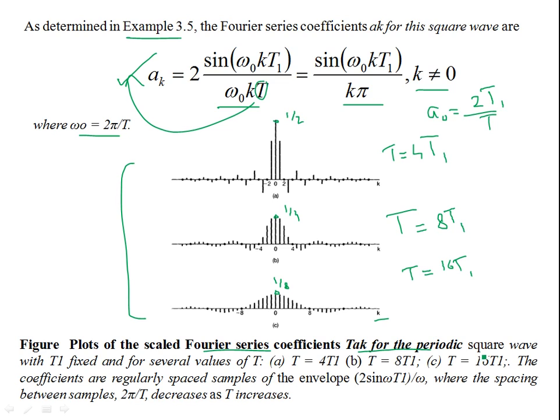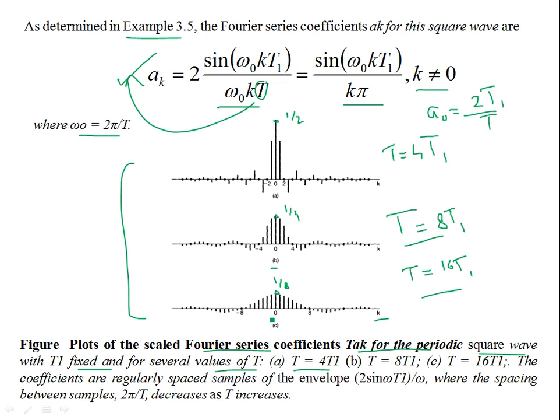Okay, the harmonic index. The square wave's T1 is fixed, and there are several values of capital T. The first plot is for T equal to 4T1. You can see that there are not many samples of the Fourier coefficients, but the number of coefficients tends to increase as you go on increasing the period.